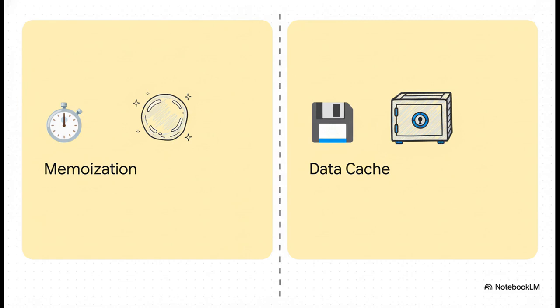And this comparison really drives the point home. Memoization is temporary, it's scoped to a single render pass, and its whole job is to avoid doing duplicate work during that render. The data cache, on the other hand, is all about persistence. It's for the entire application, and its goal is to stop you from hitting your database or some external API again and again for data that doesn't change all that often.